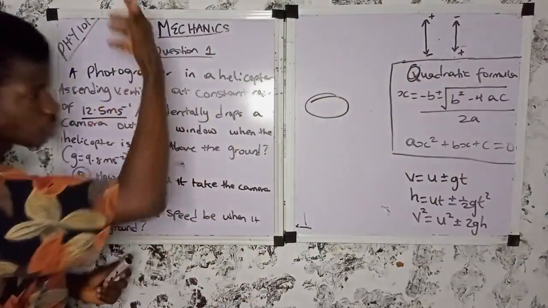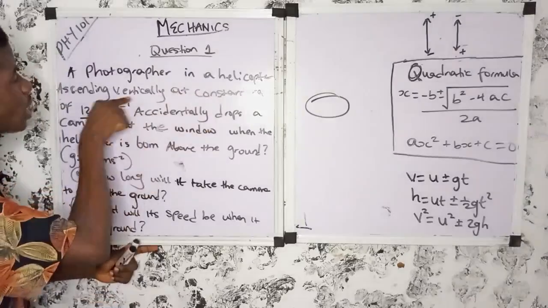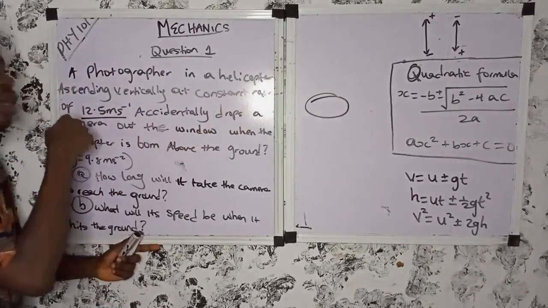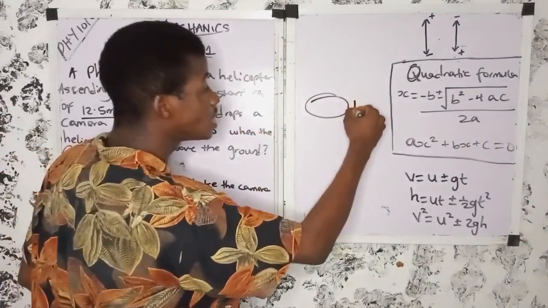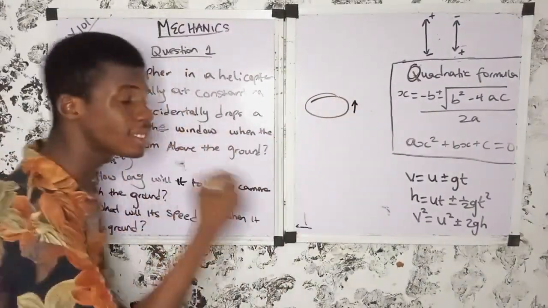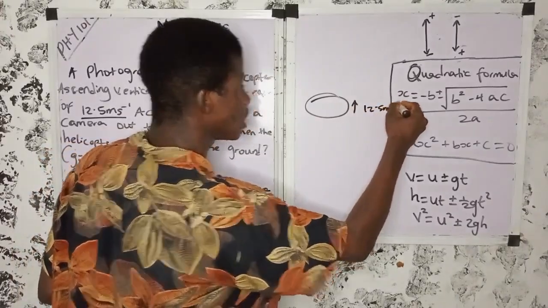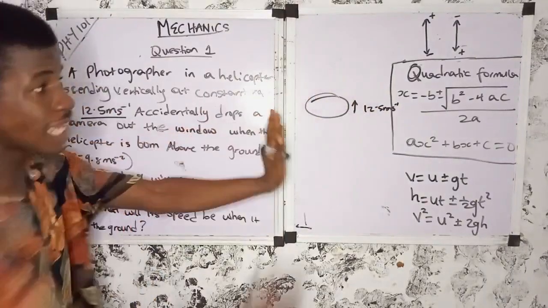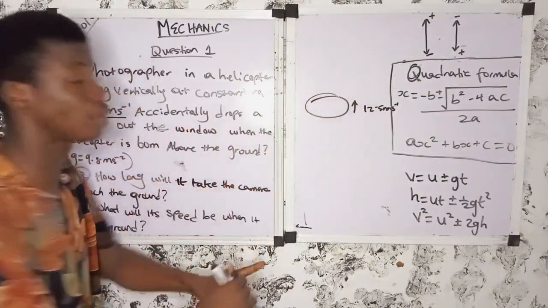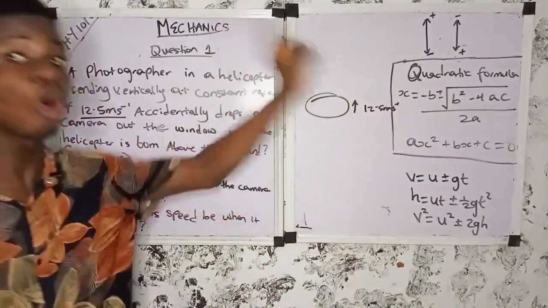Okay, so the helicopter is moving upward at a constant rate of 12.5 meters per second. The initial velocity is 12.5 meters per second upward. Let's say this is the helicopter. The helicopter is moving with a velocity of 12.5 meters per second upward, right?